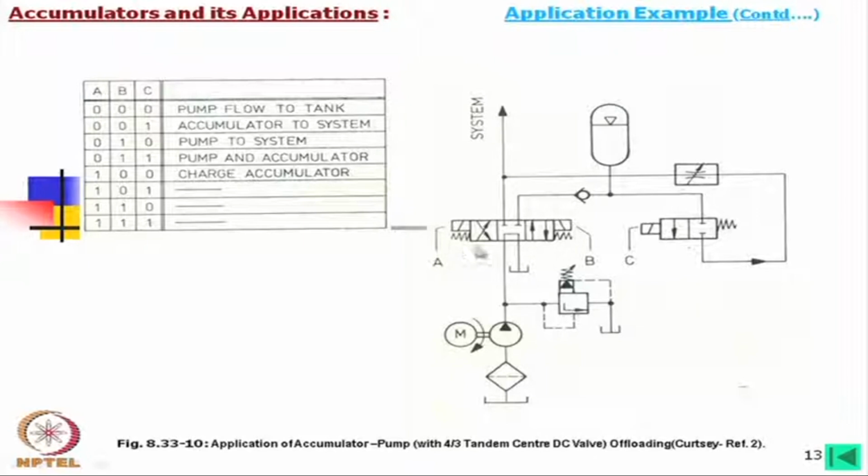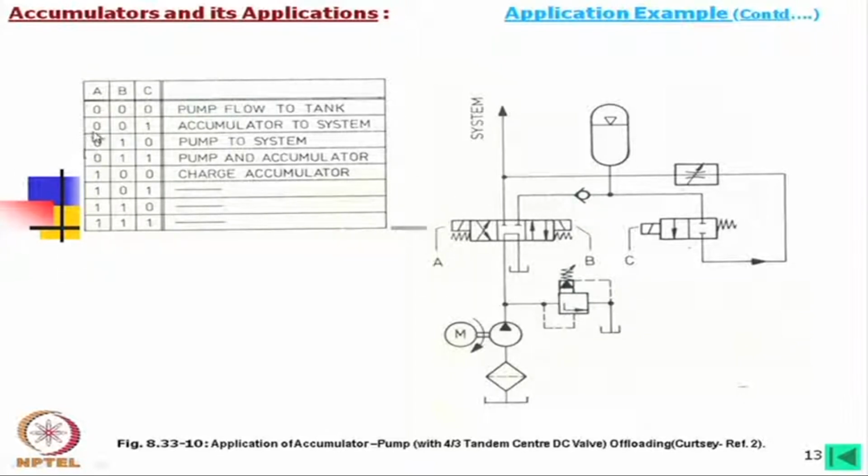We have one tandem valve A, no sorry, this has two positions. A is the cross connection, B is the straight connection, and this is an intermediate position. And for this one, this is simply an on-off type switch. Now, what is written here? A is closed, B is closed, C is closed. That means in this condition the pump flow goes to the tank.